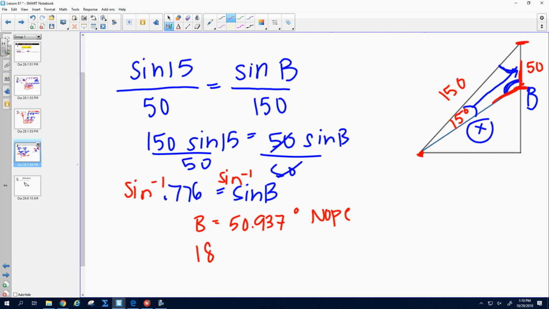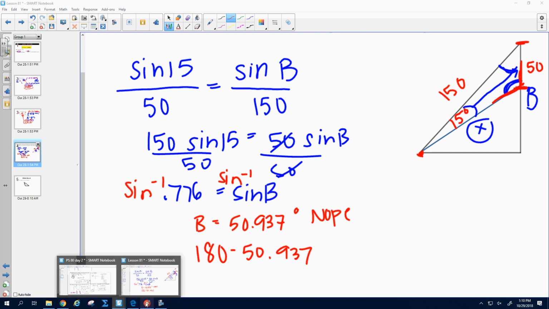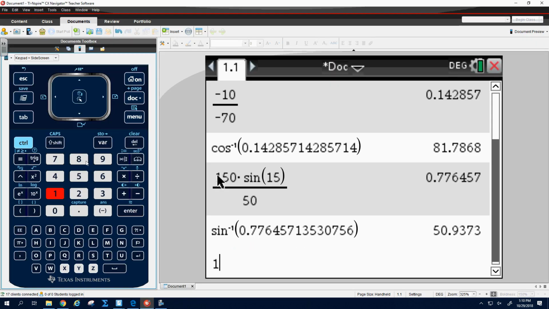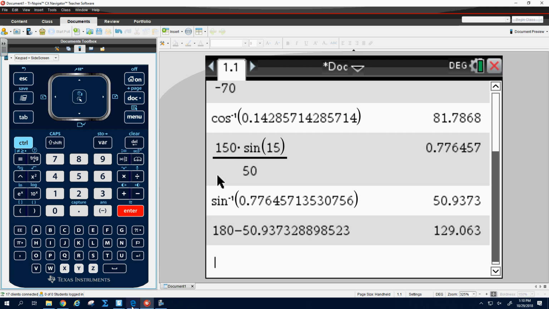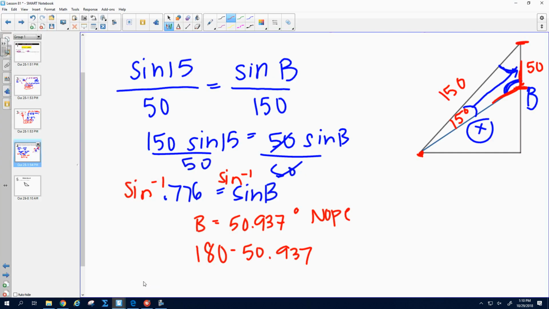So because our calculator only gives us acute angles, and that is an obtuse angle, we need to subtract from 180. So I have 180 minus, and I get 129.063. Now, that is this angle here, 129.063. That is the obtuse angle.